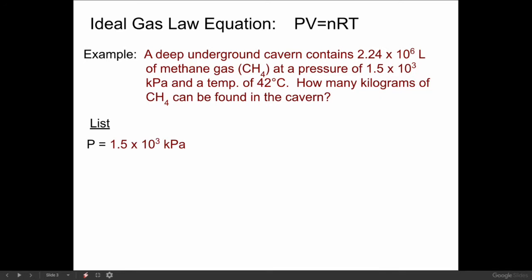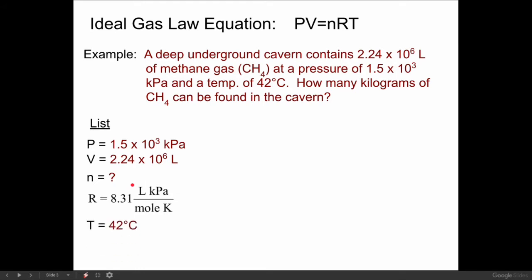Now, you can list your variables and make the necessary conversions. Sometimes folks will make pressure into atm, and you need to convert to kilopascals. So 1 atm is equal to 101.3 kilopascal. R is 8.31 liter kilopascal per mole Kelvin. And convert our temperature always to Kelvin.